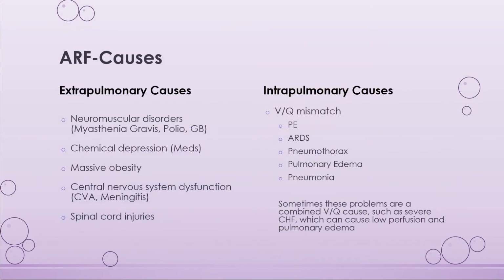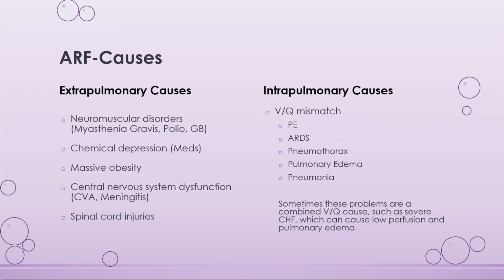Okay, so acute respiratory failure causes. We have extrapulmonary causes, meaning outside of the lungs, right? So what could cause a problem with us breathing or exchanging air? Neuromuscular disorders like myasthenia gravis or polio or Guillain-Barré, where the muscles that we need to help move that diaphragm aren't working very well, the intercostals, whatever. Usually it's a diaphragmatic issue, right? The muscles that help control breathing aren't working.